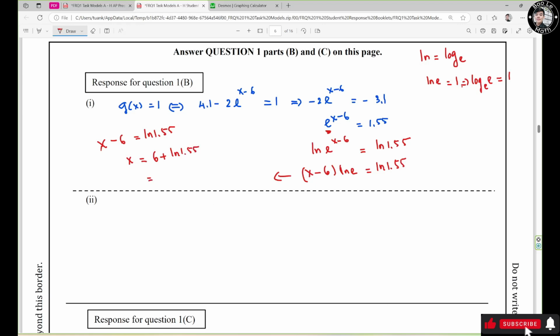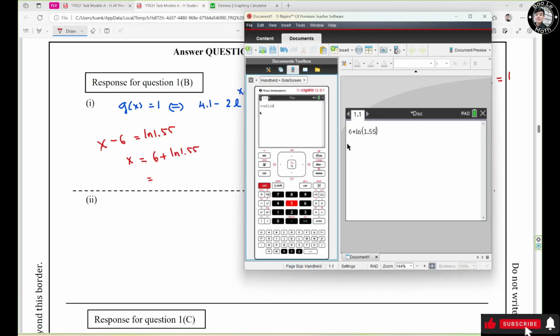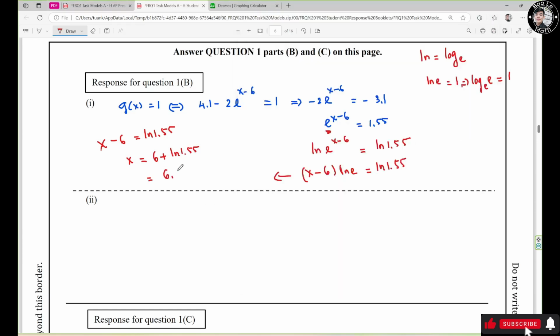And then you're going to use the calculator. Hit enter. The answer is 6.43825, right? So 6.438. Okay, you stop right here. This is good. Alright, keep that in mind: your answer must be at least 3 decimal places, and you need to truncate your answer.